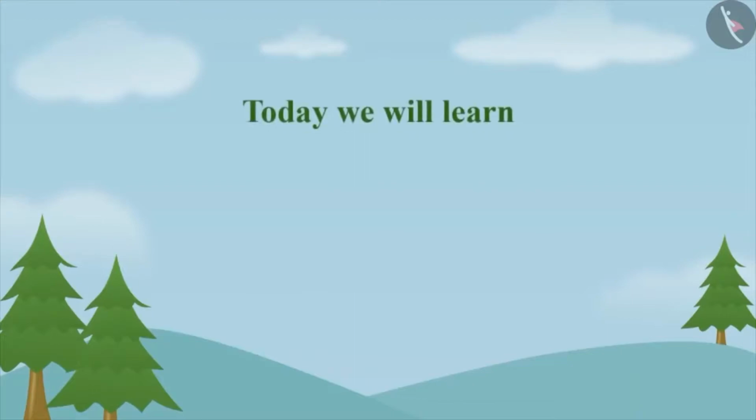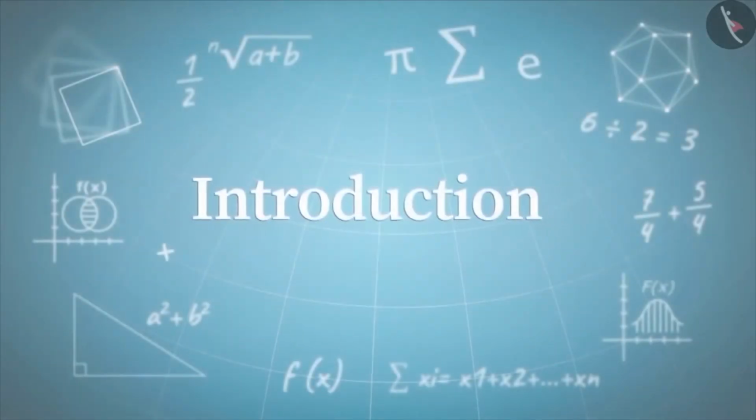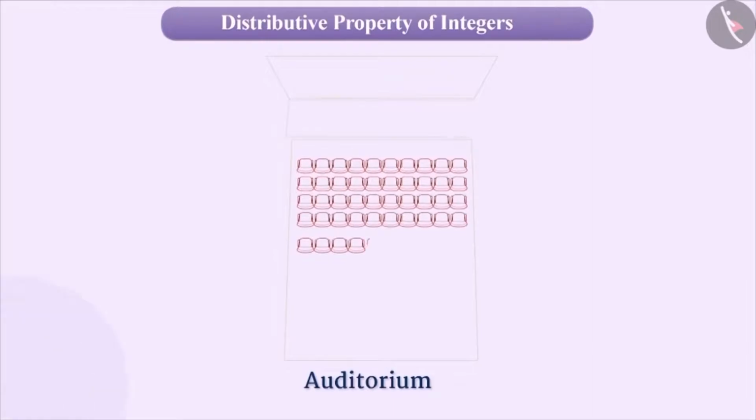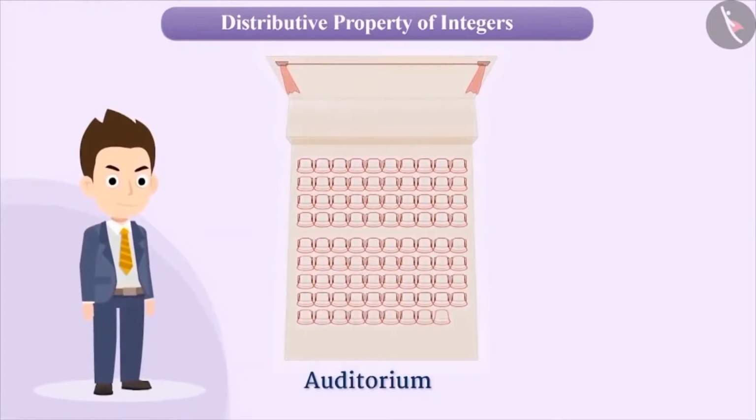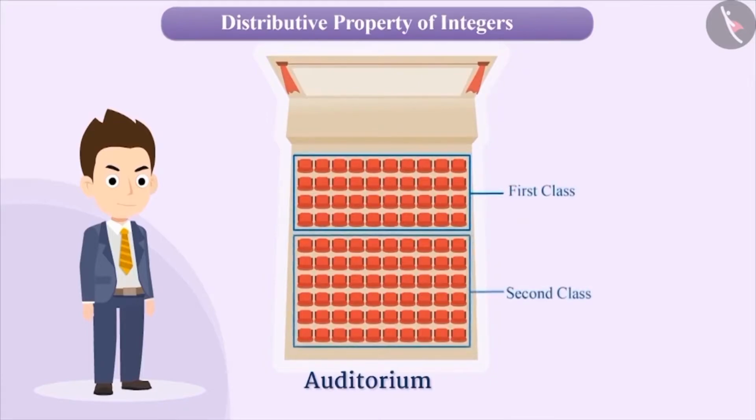We will learn the distributive property of integers. Let's first know what is distributive property. A huge auditorium was to be constructed for which an engineer prepared a sample of seating arrangement. According to the sample, the auditorium will have 4 first-class rows and 6 second-class rows.